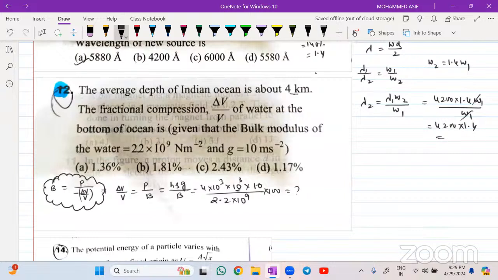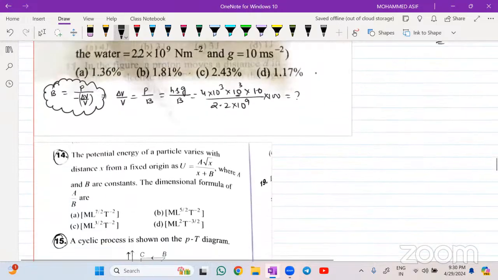So in the place of pressure, I can take H rho into G. Height there is 4 kilometers. And density of water in SI system is 10 power 3. G value is given for me 10. Divided by bulk modulus. Percentage में पूछ रहा है, options are in percentage, multiplied with your 100. That will give me the answer. I'm leaving the calculation for you.